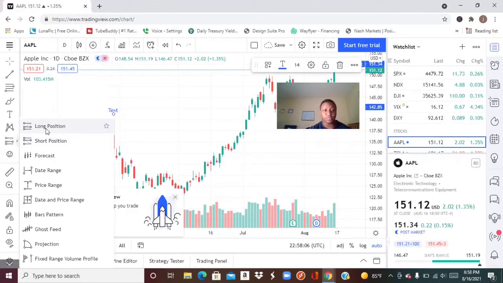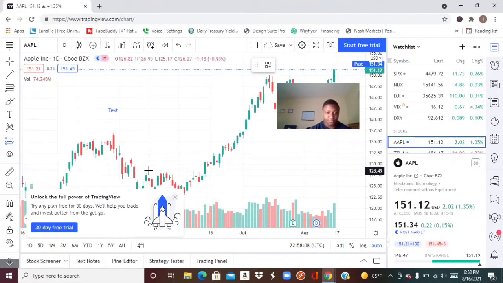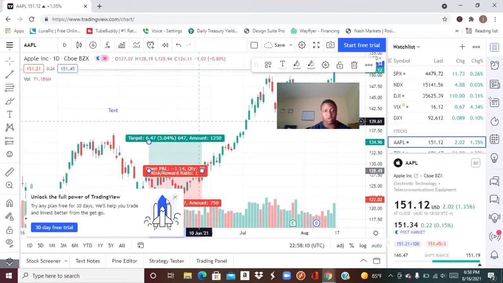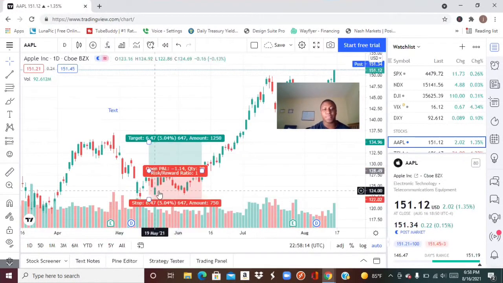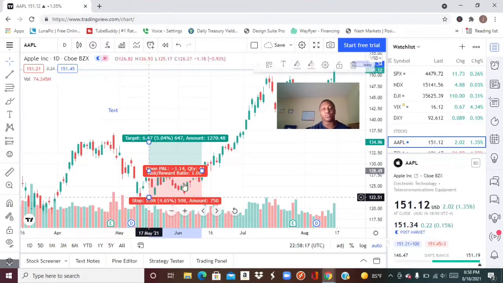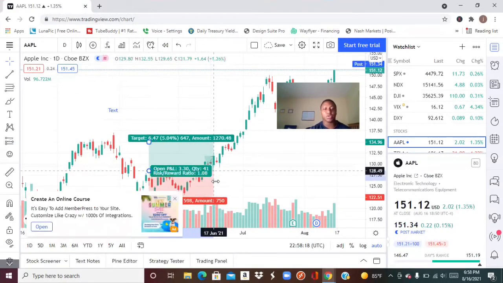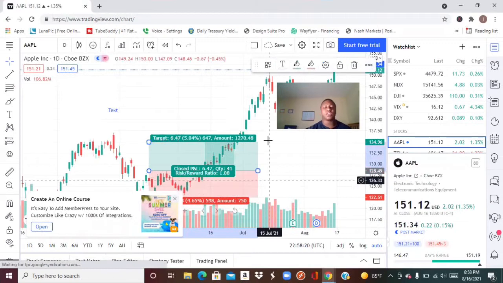Most people don't know how to use this, but whenever you're buying something in the foreign exchange market, it's going to be called long. You want to use a long position tool to find your stop loss and your take profit. Now, what is your stop loss? Your stop loss is what's going to protect you and take you out of a trade whenever you enter.